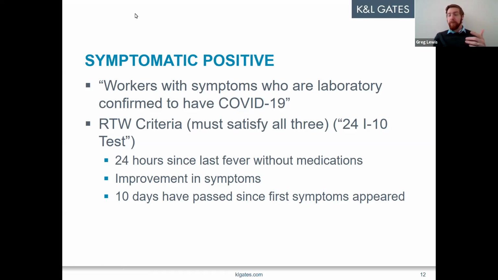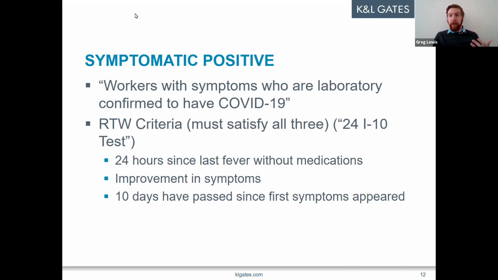There has to be improvement in those symptoms, the cough going away, some of the other sorts of symptoms that arise, shortness of breath becoming better. They're able to breathe much better, there's improvement in their breathing. And also 10 days have passed since the first symptoms appeared. Remember that 48-hour window is important because we track that back. So generally speaking, there's a 14-day quarantine, 10 days, symptoms appear, we backdate the 2, so that's 48, we're about 12 days. And so that is how the California Department of Health requires for an individual to return to work, satisfy the 24I-10 test.